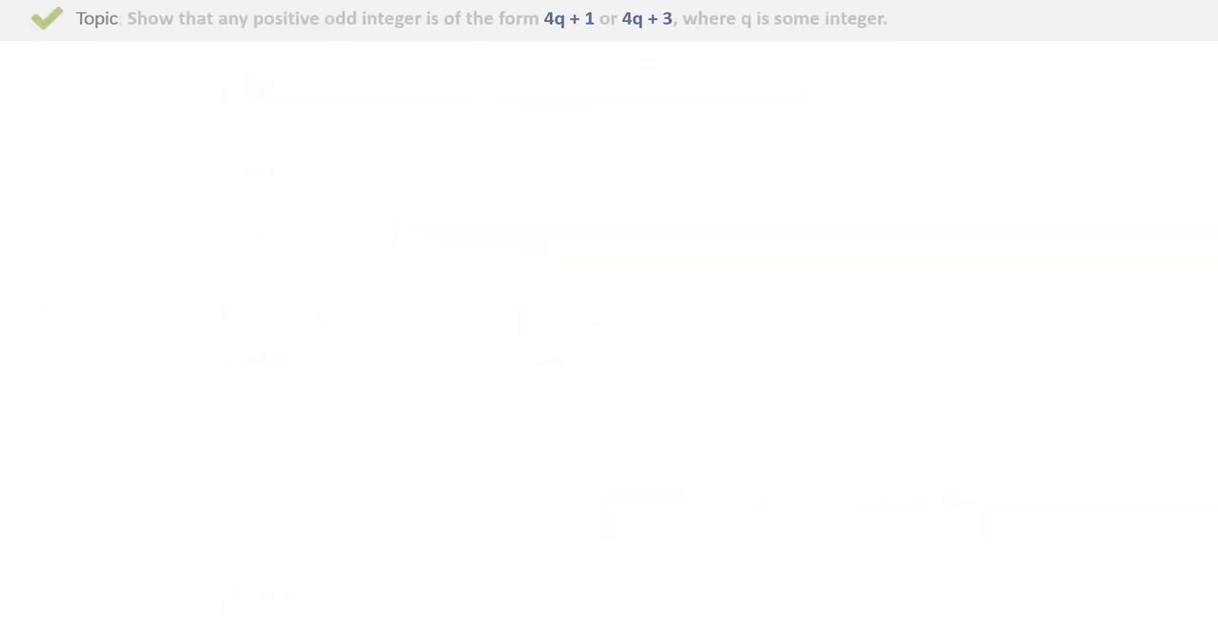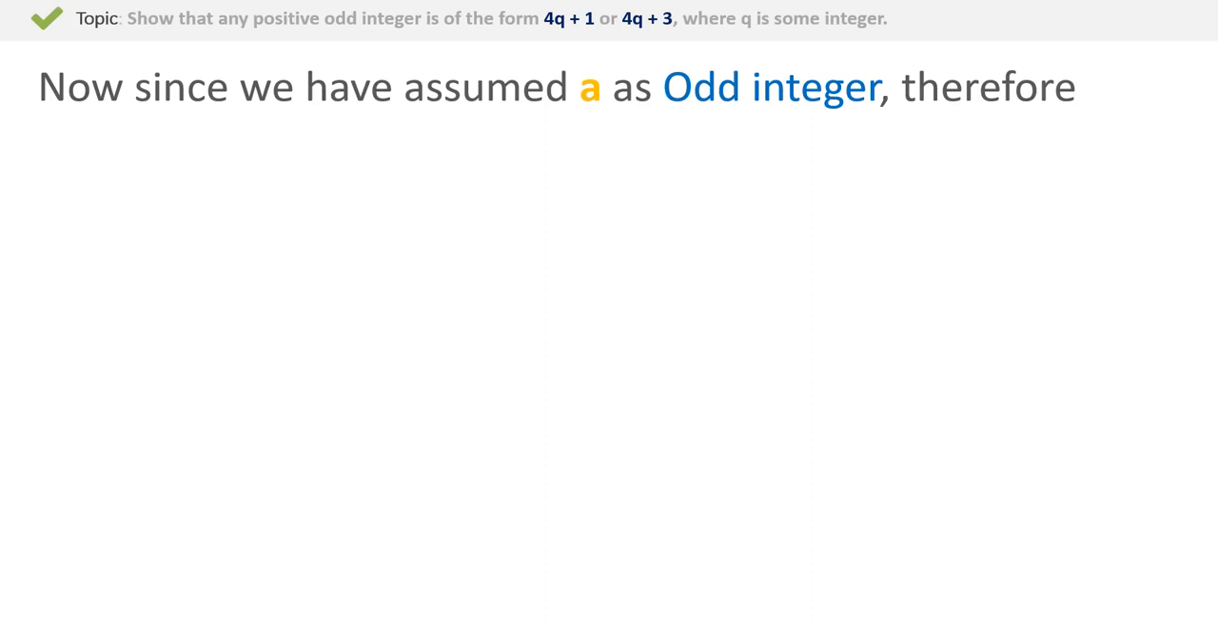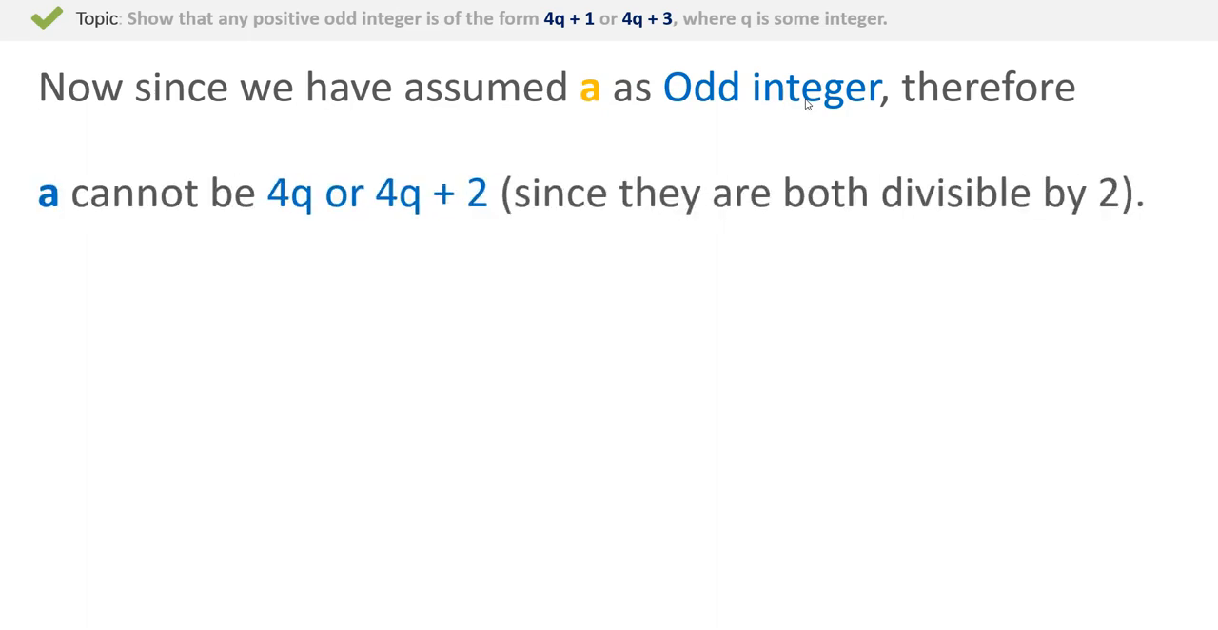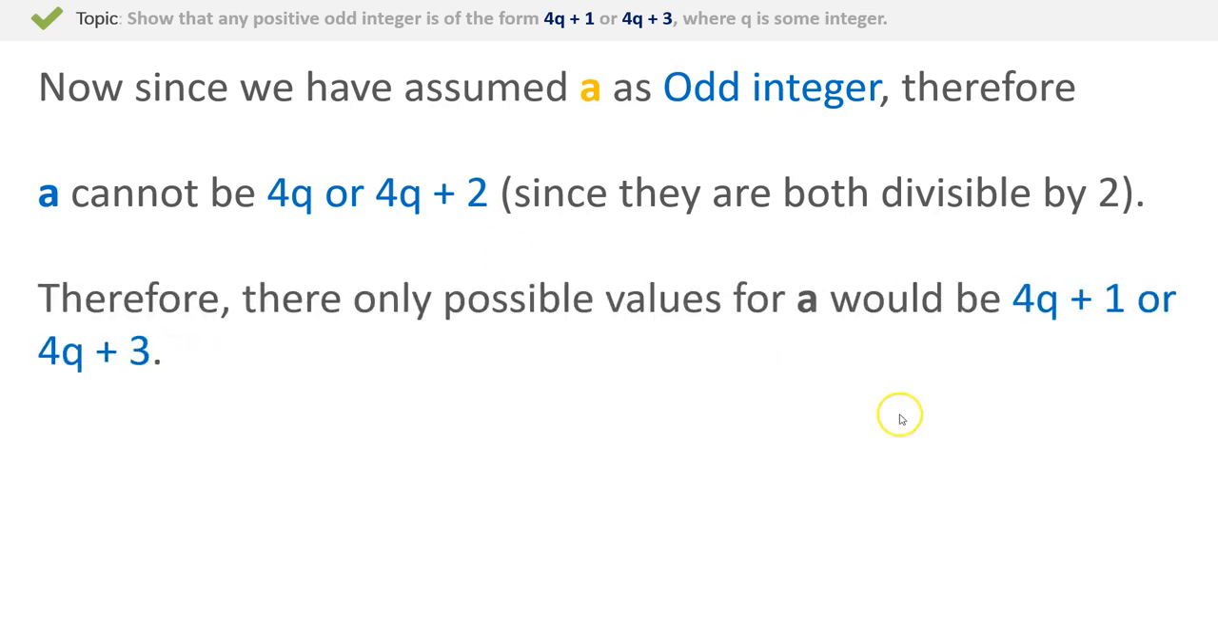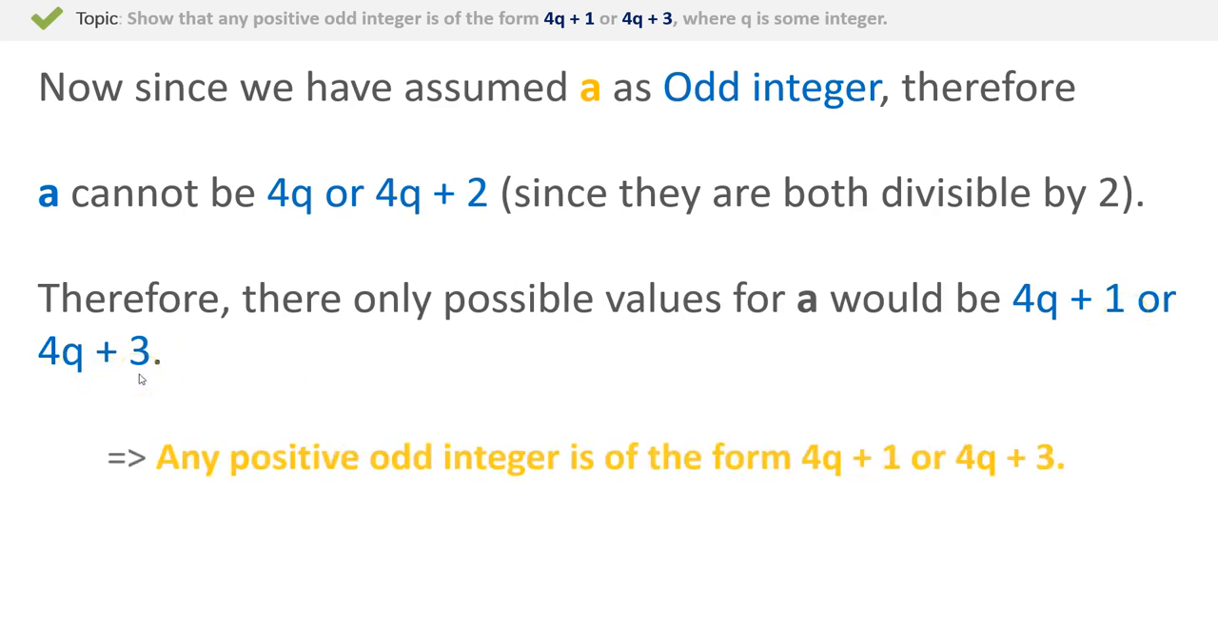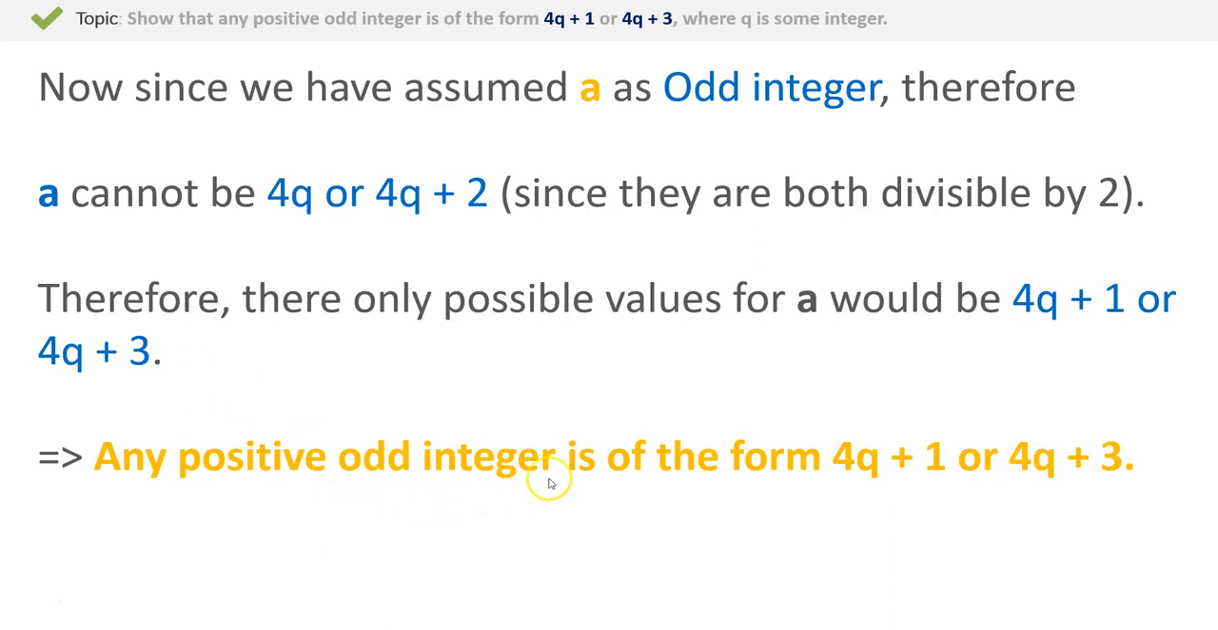Now, since we got 4 different combinations, and since we have assumed a as an odd integer, therefore out of the 4 combinations, a cannot be 4q or 4q plus 2. Why? Because 4q or 4q plus 2 can be divided by 2 and hence they are not odd integers. So what are we left with? We are left with 4q plus 1 or 4q plus 3. And hence any positive odd integer is of the form 4q plus 1 or 4q plus 3.